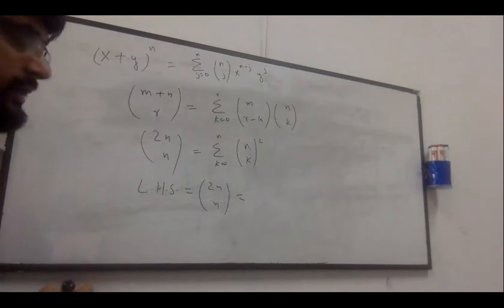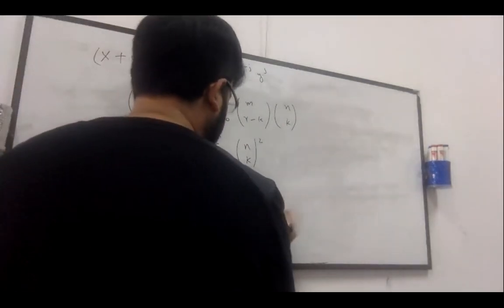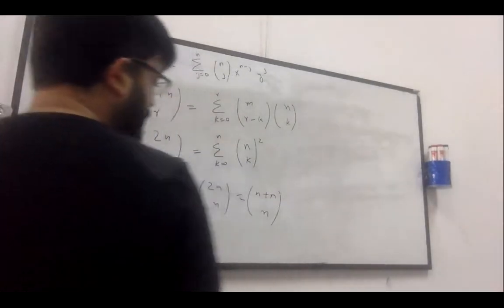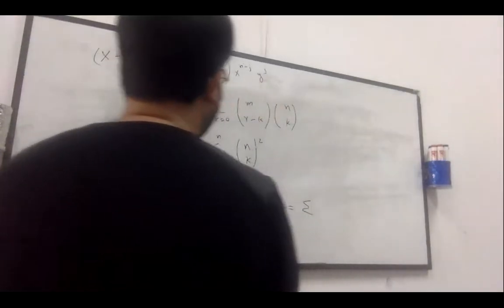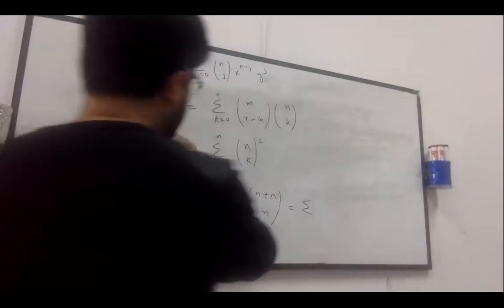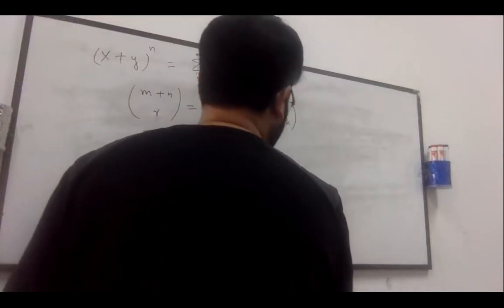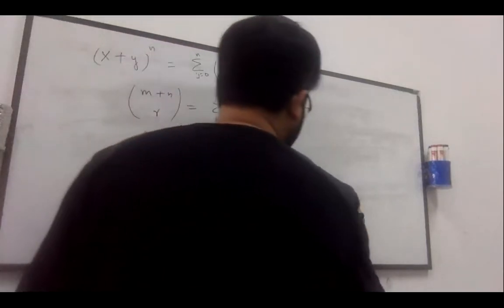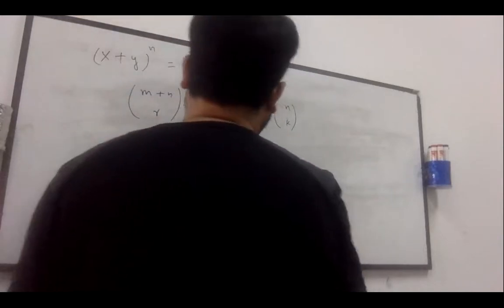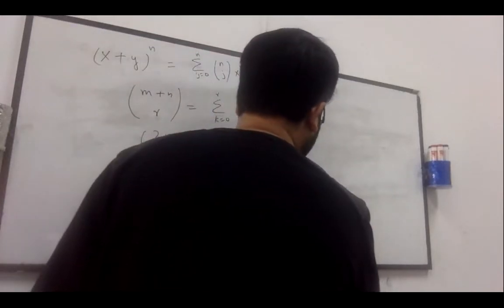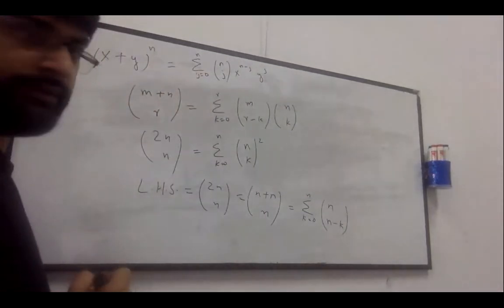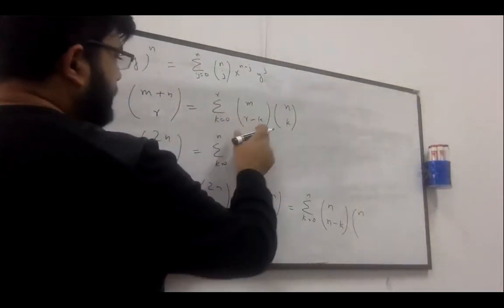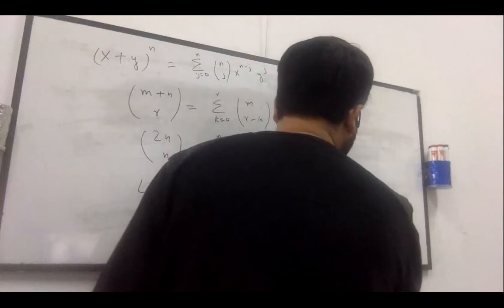Right? And the left hand side we can simply say is (n+n choose n). Then from Vandermonde's theorem, we can say that this is equal to the summation, where r here is n, so summation from k equals 0 till n, and m here is n, so (n choose r minus k), so r is n minus k, right? Multiplied by the other n, and this is basically k itself.